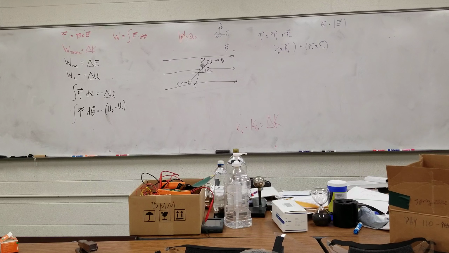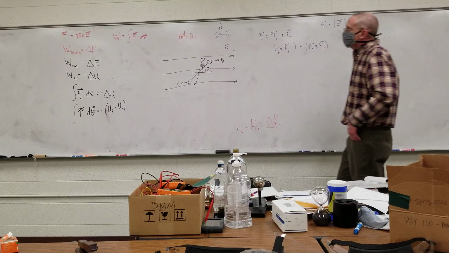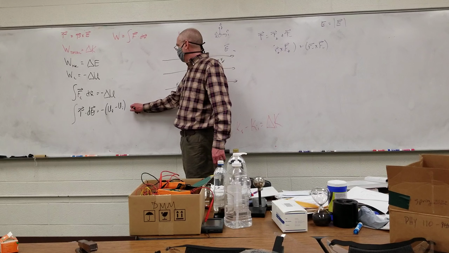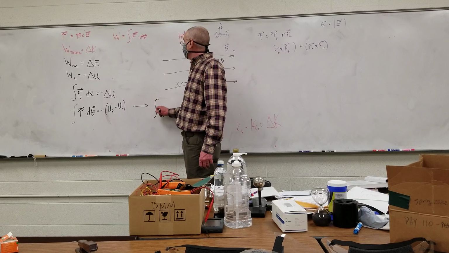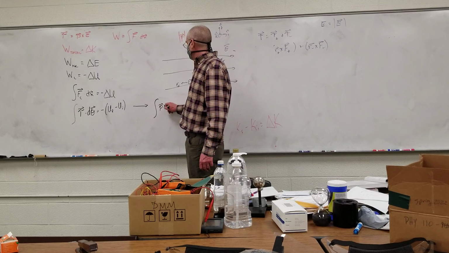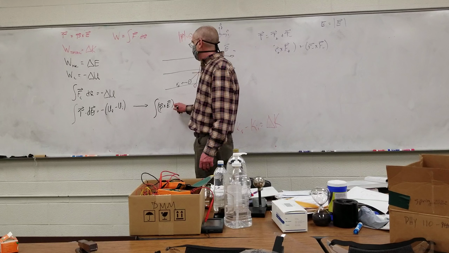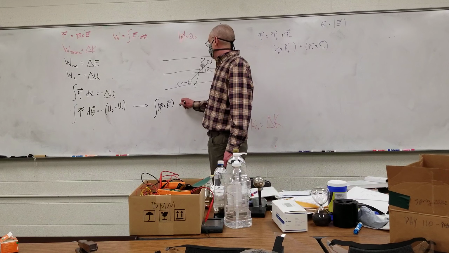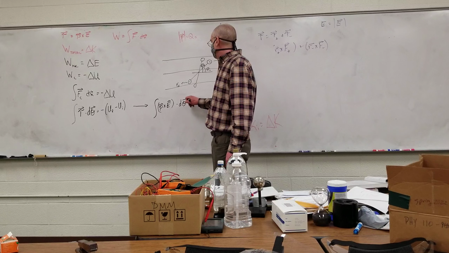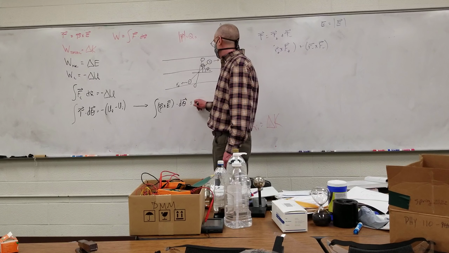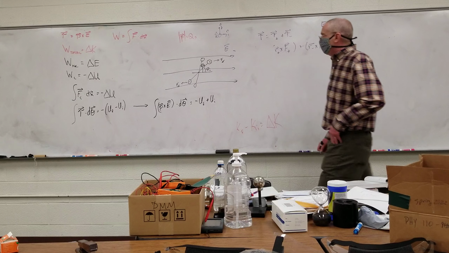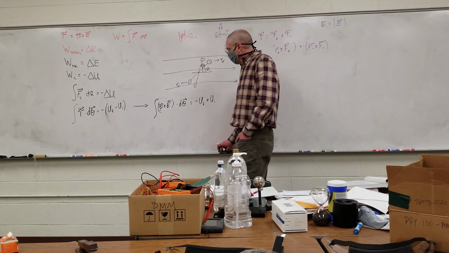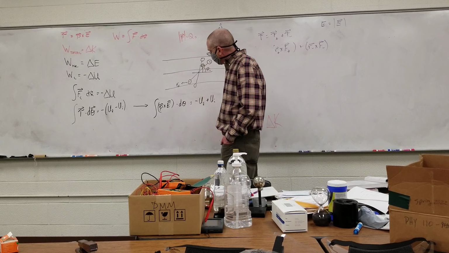If only we had a formula for torque for an electric dipole in an electric field. So this becomes the integral of p cross E dot d theta. That's going to be equal to negative U final plus U initial. That's supposed to be a vector symbol there. Not sure what happened to it.